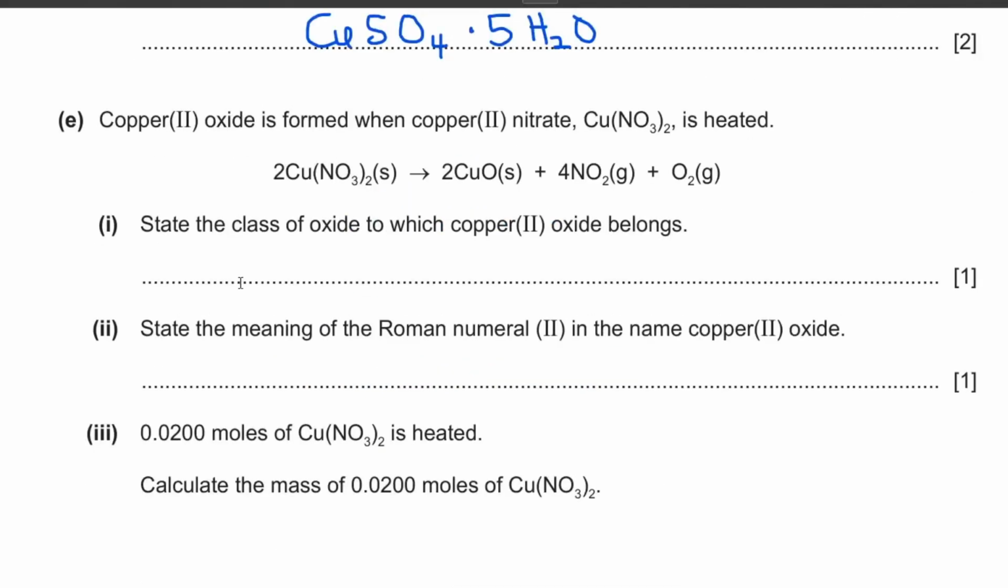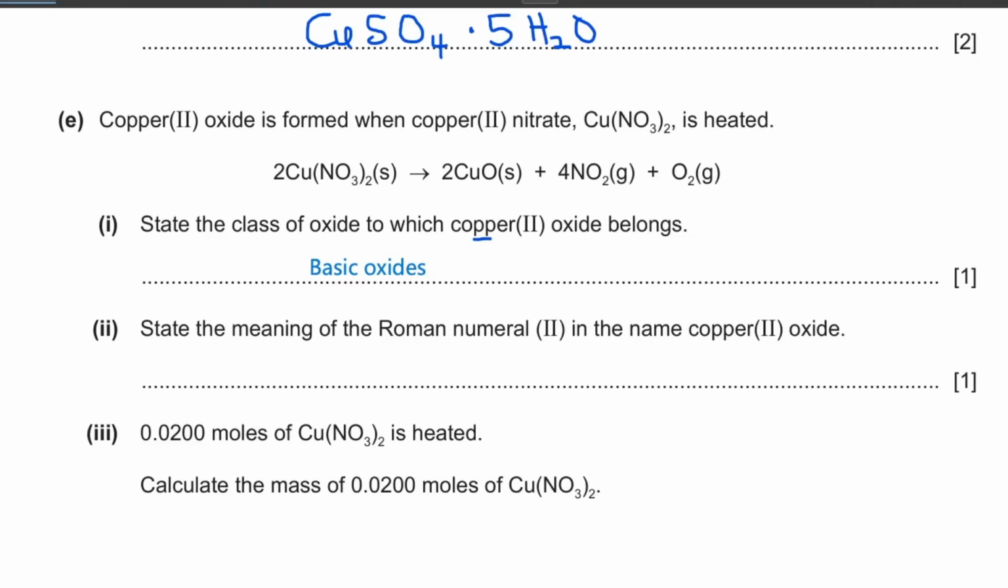Next question. Copper 2 oxide is formed when copper 2 nitrate is heated. Look at it. State the class of oxide to which copper 2 oxide belongs. So copper 2 oxide is an oxide of a metal, which is copper, and oxygen. And oxides of metals are basic oxides, and oxides of non-metals are acidic oxides. So basic oxides react with acid to form salt and water.